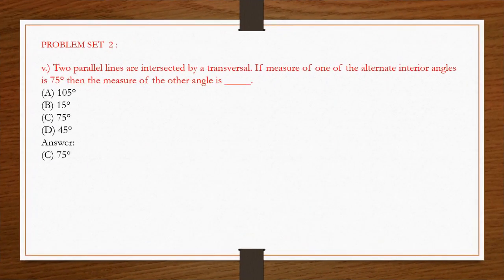Question 5. Two parallel lines are intersected by a transversal. If the measure of one of the alternate interior angles is 75 degree, then the measure of the other angle is dash. The options are: A is 105 degree, B is 15 degree, C is 75 degree, and D is 45 degree. The answer is option C, 75 degree.